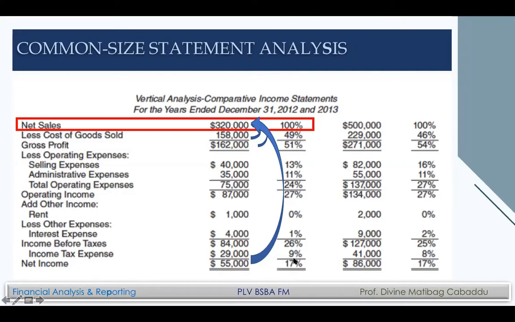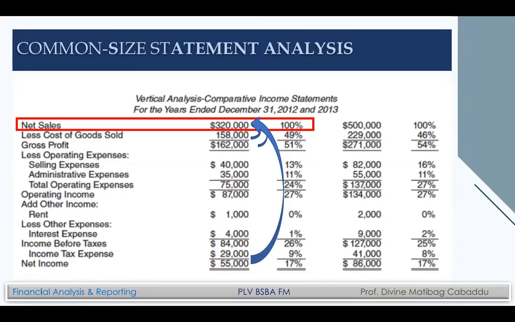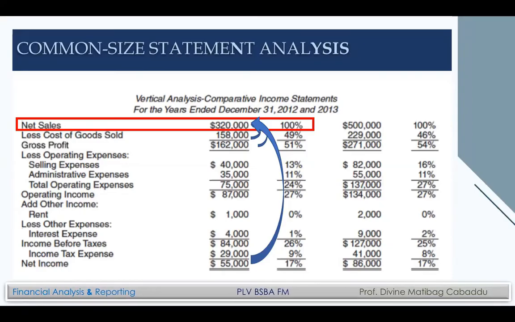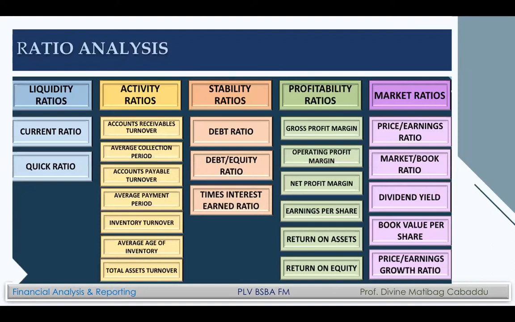Alright? So that 17 pesos, ito yung pinakakinita na ng company that you can use to distribute as dividends to your shareholders, or spend that money for reinvestment purposes, or to buy another business, or to expand. Now, next analytical tool that we can use is through ratio analysis, and that will be discussed in the next unit. So there are 5 categories of ratios.